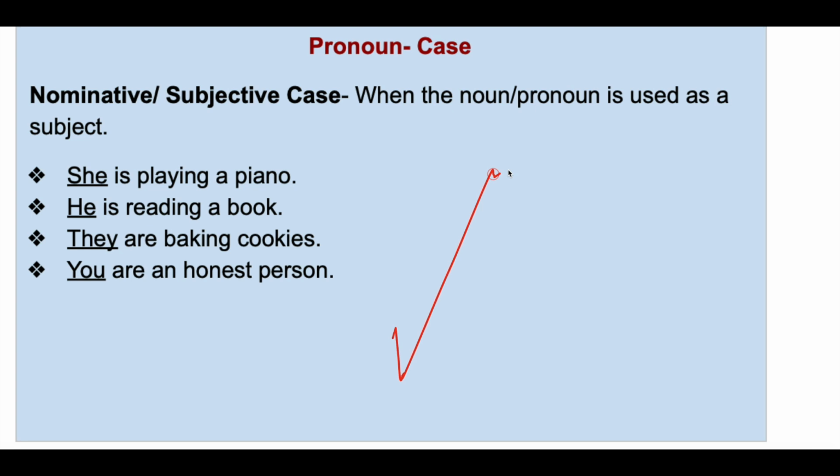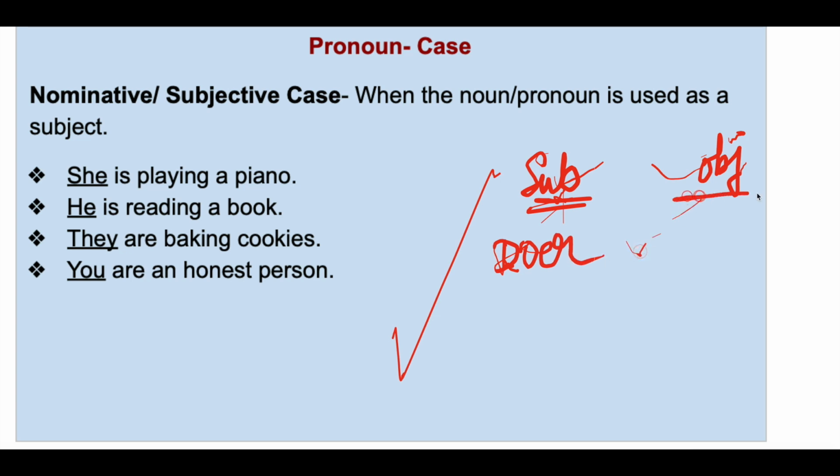Next, pronoun case. Now this is very important. There are two cases, that is subjective case and objective case. When the pronoun acts as a subject, it is called subjective case. When it acts as an object, it is called objective case. What is subject and what is object? The doer of the action is the subject, and the receiver or the recipient of the action is the object.